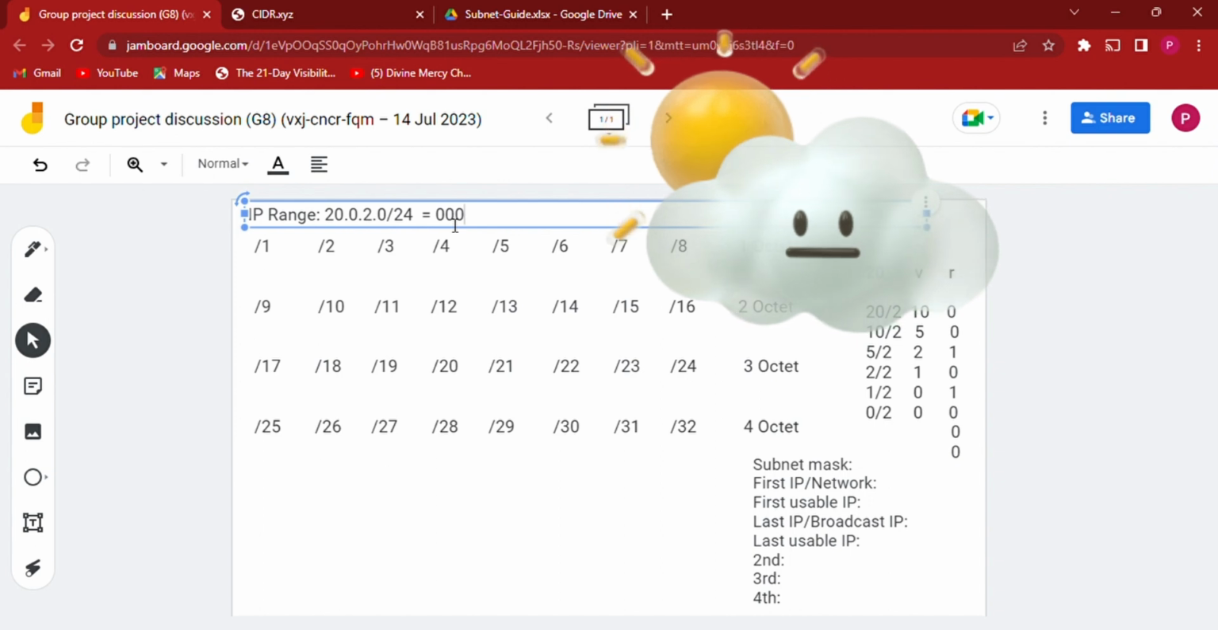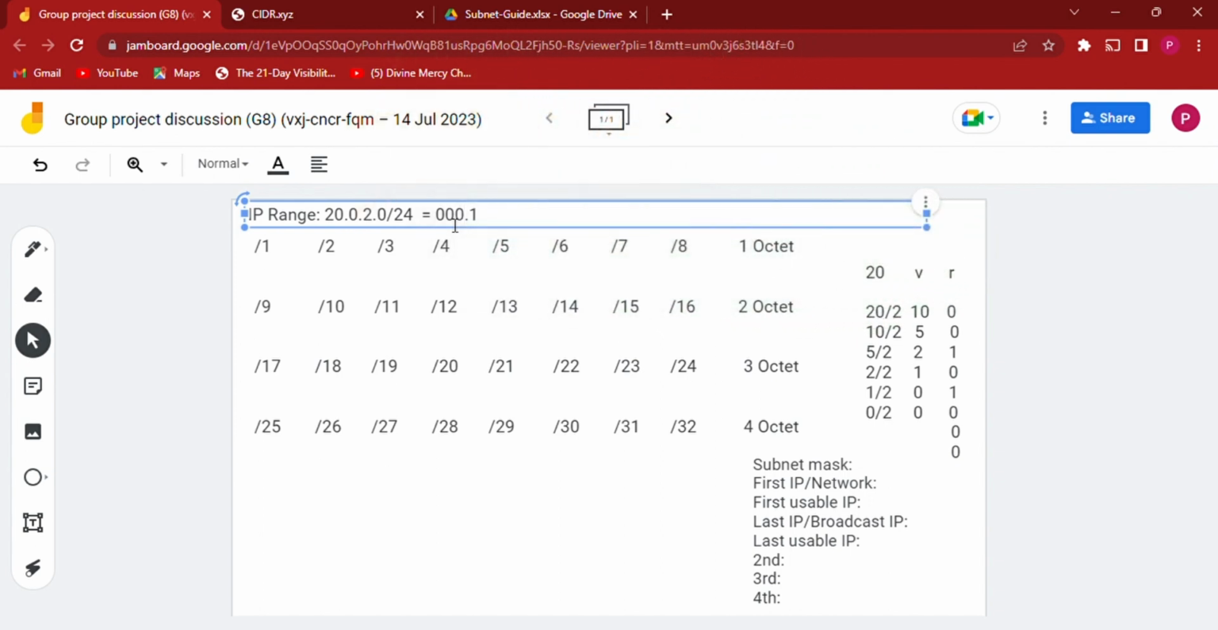0, 0, 0 dot 1, 0 dot 1, 0, 0. Oh, sorry. No dot yet. That's in one octet. 0, 0, 0, 1, 0, 1, 0, 0. Please, no dots in the middle. It's when we are moving on to the next octet that will bring the dots, right?